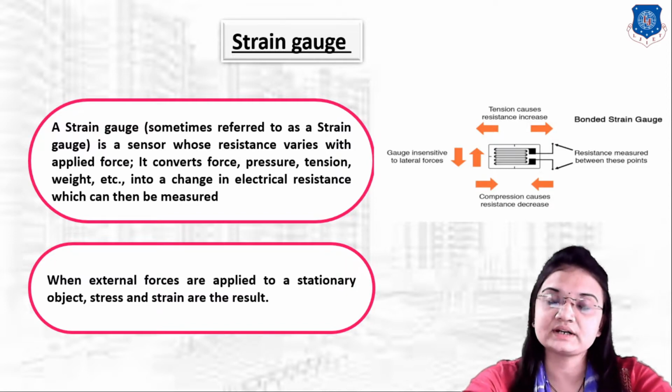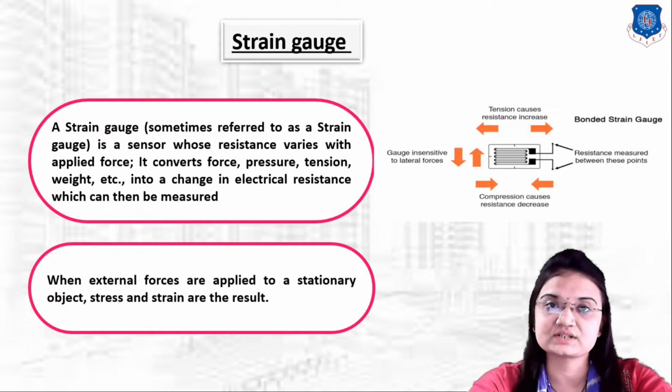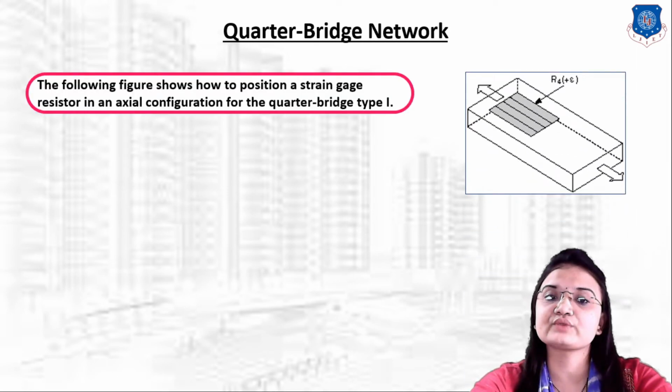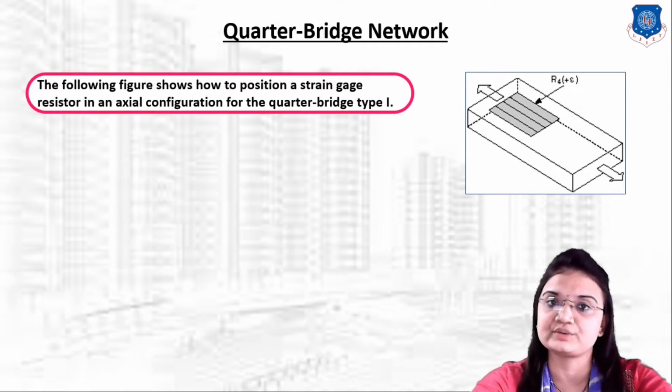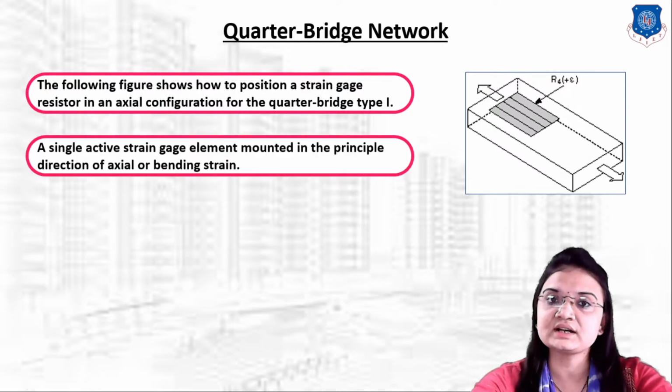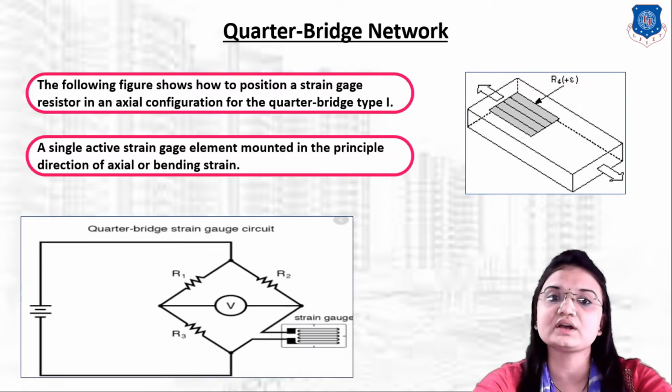There are three types of network of the strain gauge, or we can say three types of strain gauge circuit. First one is the quadrant bridge network. The following figure shows how to position a strain gauge resistor in axial configuration for a quadrant bridge type 1. You can clearly see in this figure, this one is our strain gauge and this one is our object. A single active strain gauge element is mounted in the principal direction of axial and bending strain. So this is a quadrant bridge strain gauge circuit.